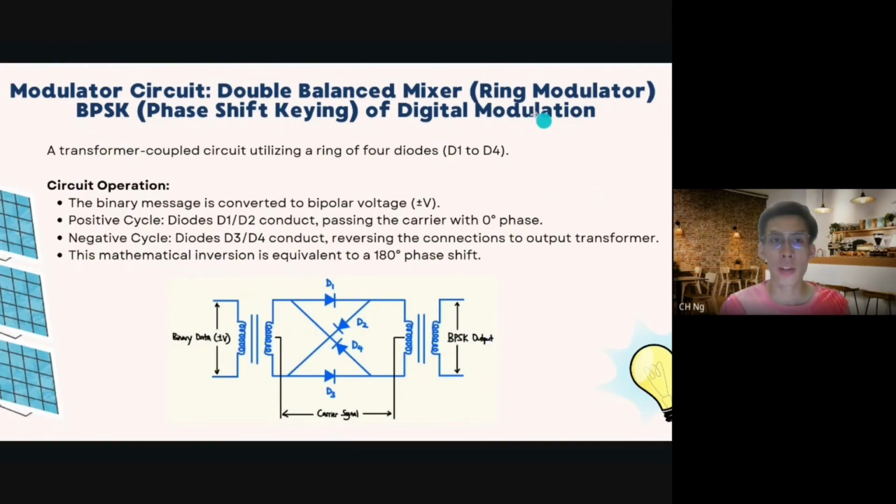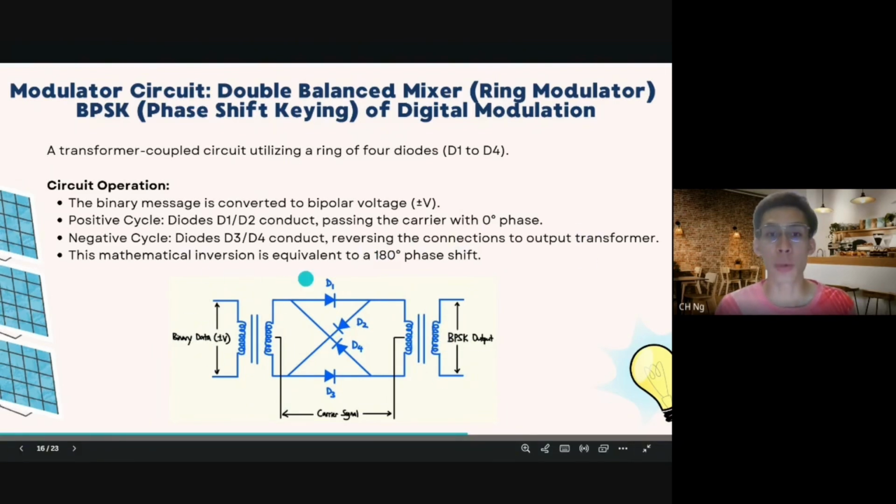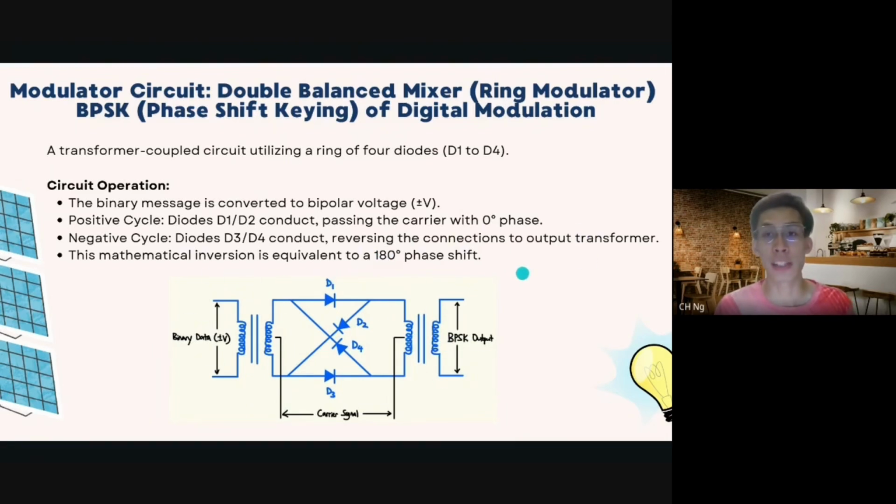So this is the modulator circuit of BPSK, the double balanced mixer ring modulator. As you can see from this circuit diagram, it is a transformer coupled circuit utilizing a ring of 4 diodes. So in the positive cycle, diodes D1 and D2 conduct. In the negative cycle, diodes D3 and D4 conduct, reversing the connection to the output transformer. So this mathematical inversion is equivalent to a 180-degree phase shift.